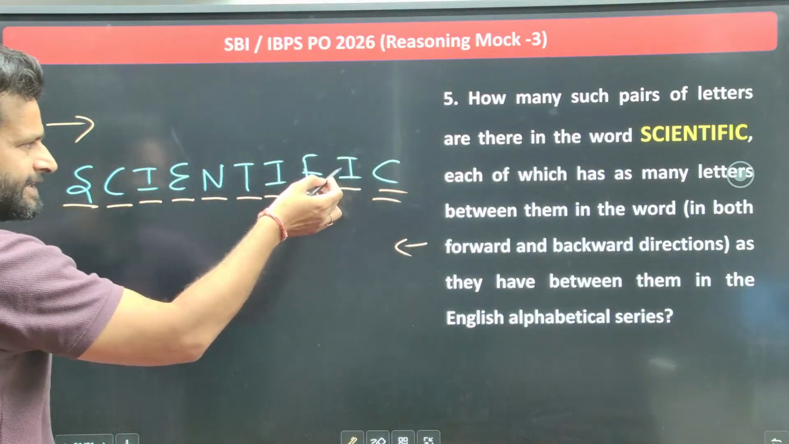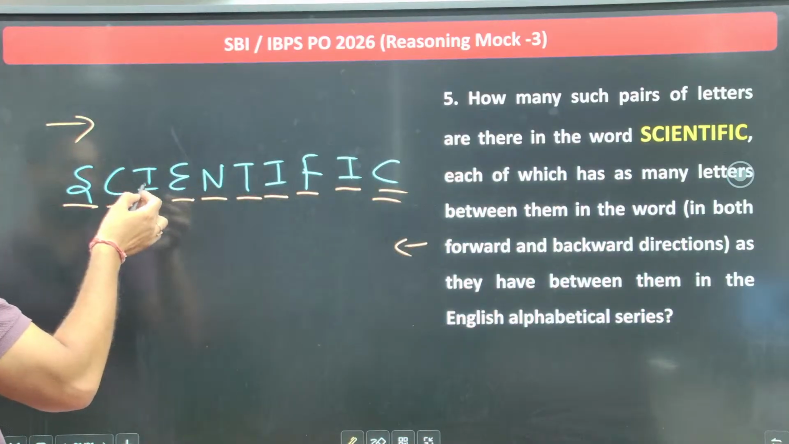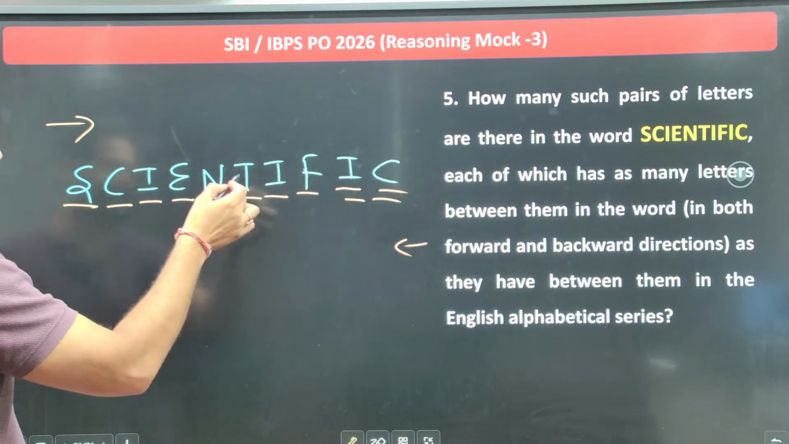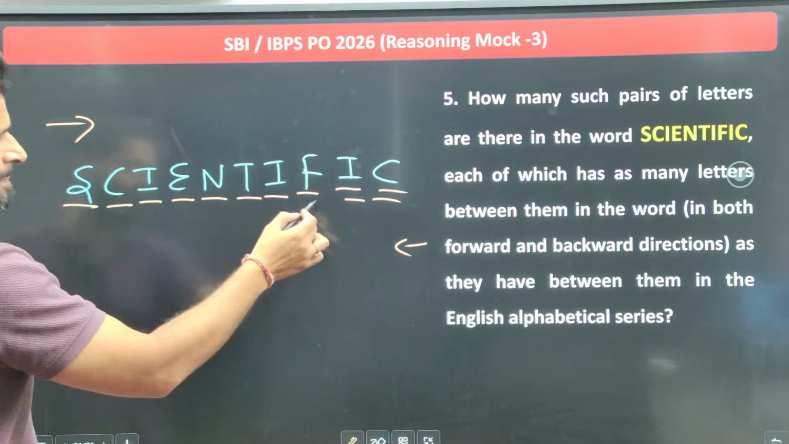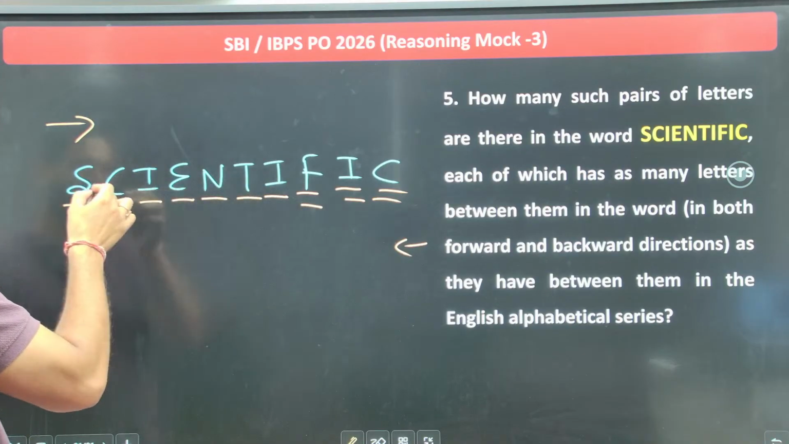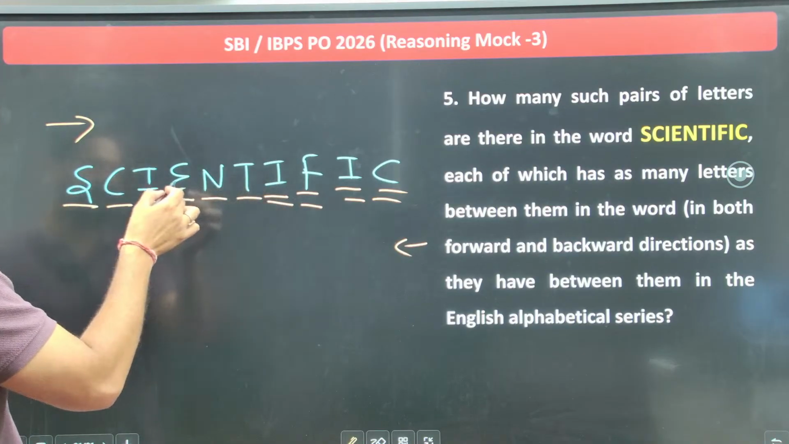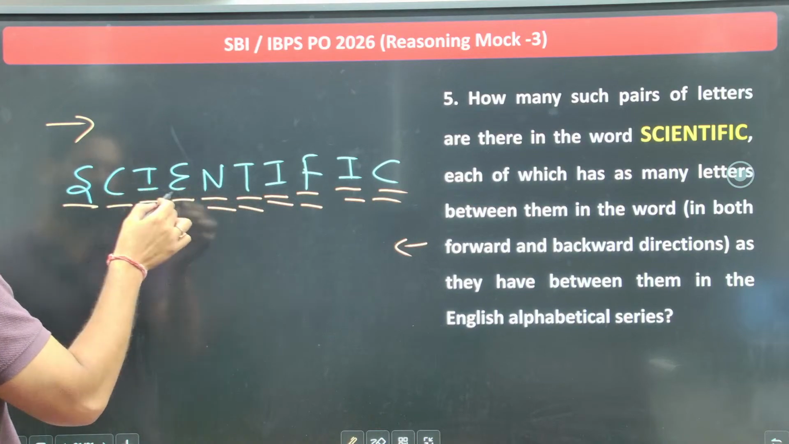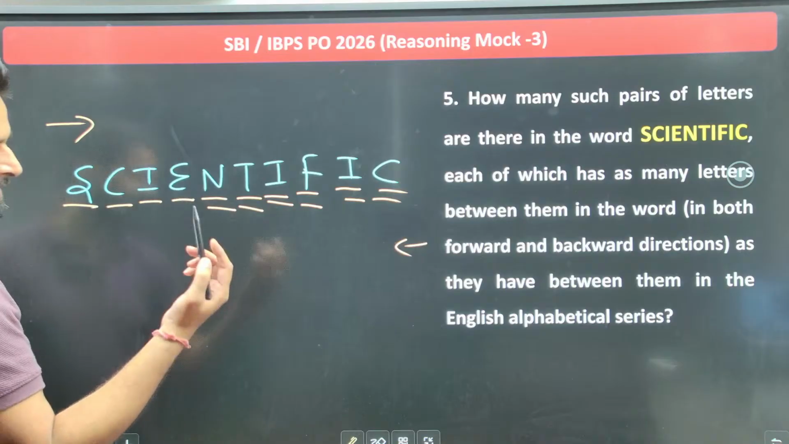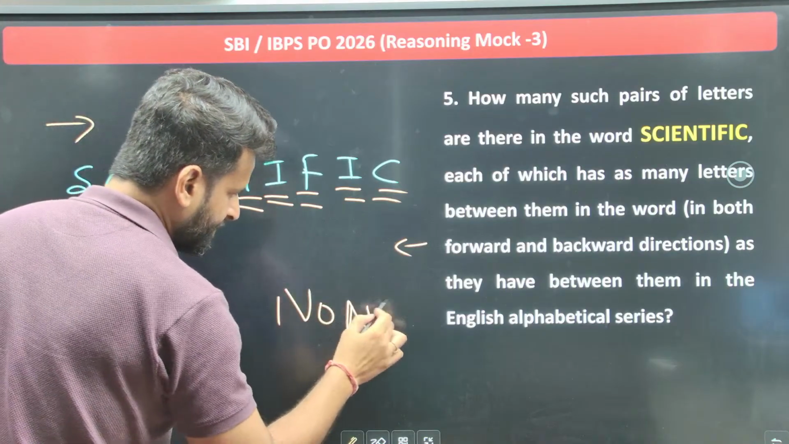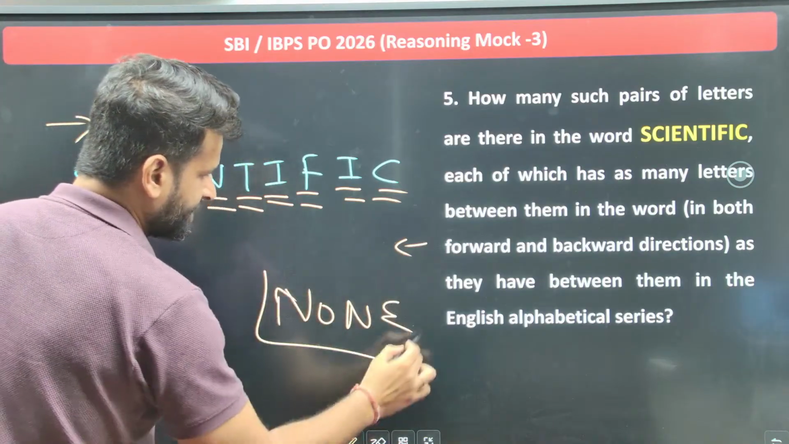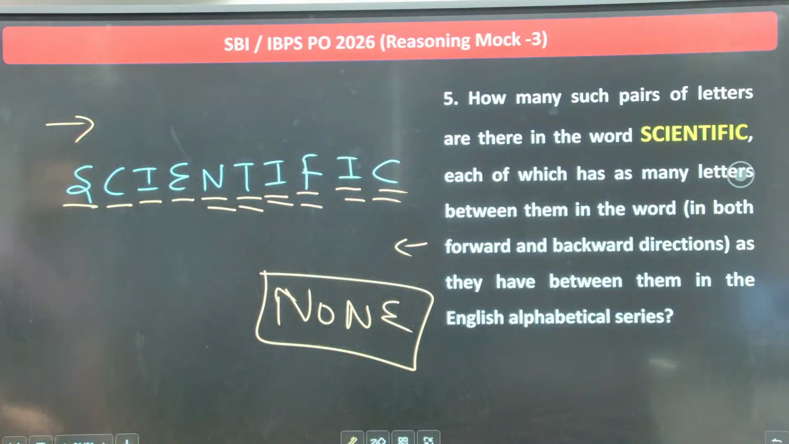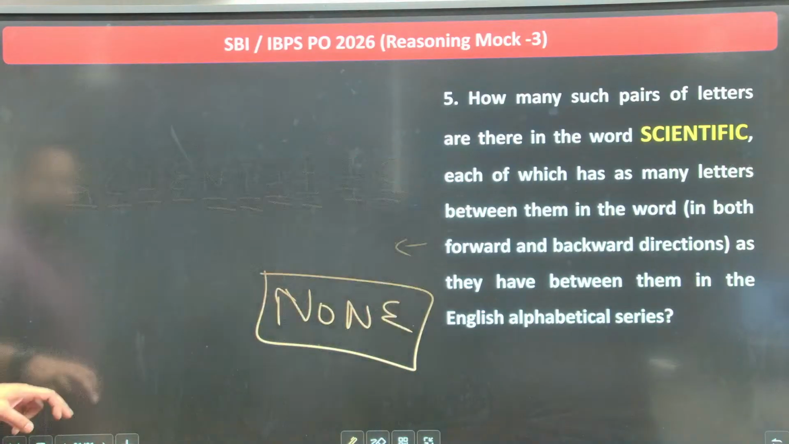After C, it is C, D, E, F, G, H, I, J, K, L, I, J, K, L, M, N, O, P, Q, F, G, H, I, J, K, L, M, I, J, K, L, M, N, O, T, U, V, W, X, Y, N, O, P, E. Not a single one is there. If there is none, there is none. So we do not have a single pair. The answer will be none. There is no such pair. No problem. Next question.